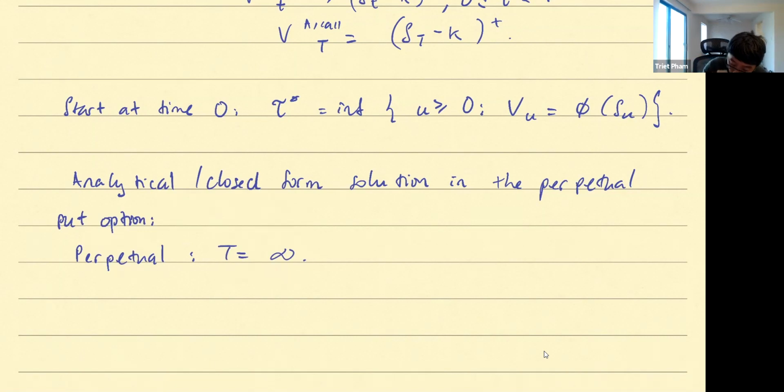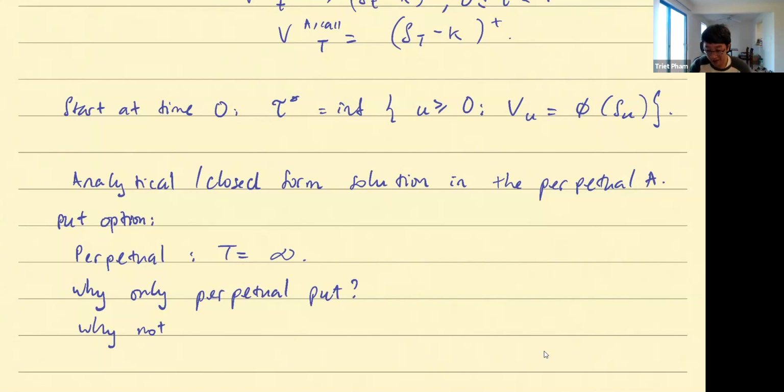So first of all, why only perpetual put? Sorry, perpetual American put, that's what I mean. Because if it's European, then because T goes to infinity, that means you never exercise, that's meaningless. So why not perpetual American call? Why not perpetual American call? And I hope the answer is clear.